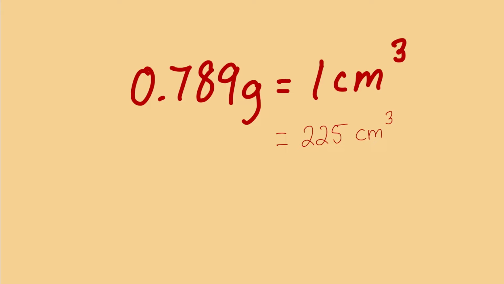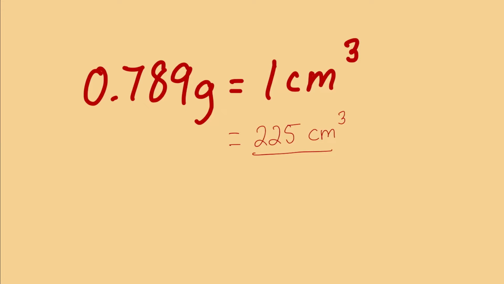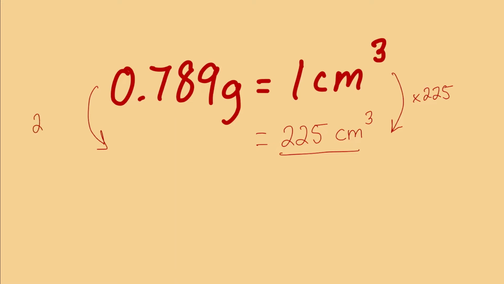And now I can run through those questions again. I can ask myself, okay, is 225 bigger than or smaller than 1? It's clearly bigger than, so I'm going to ask myself, how many times bigger is it? Well, we should be able to see that it is 225 times bigger, which means that on the bottom, we have 225 times as many cubic centimeters as we do on the top. If we have 225 times as many cubic centimeters, then we should also have 225 times as many grams. So to figure out the number of grams that goes with 225 cubic centimeters, I'm going to say 0.789 grams times 225 times as many grams equals what?